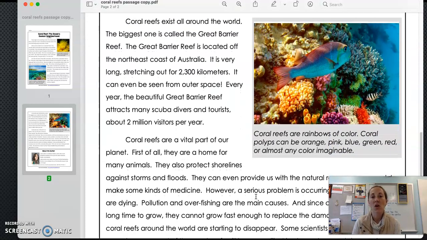Coral reefs exist all around the world. The biggest one is called the Great Barrier Reef. The Great Barrier Reef is located off the northeast coast of Australia. It is very long, stretching out for 2,300 kilometers. It can even be seen from outer space. Every year, the beautiful Great Barrier Reef attracts many scuba divers and tourists, about 2 million visitors per year.